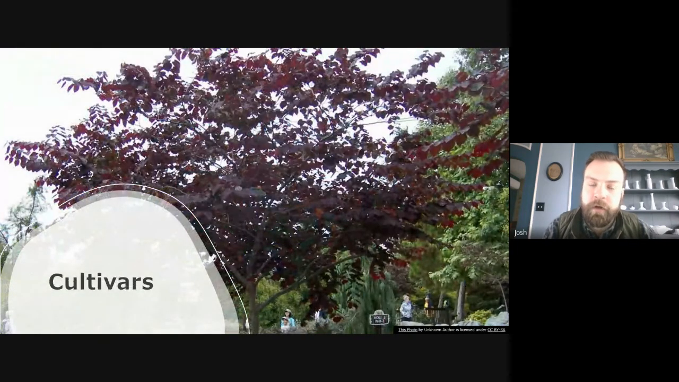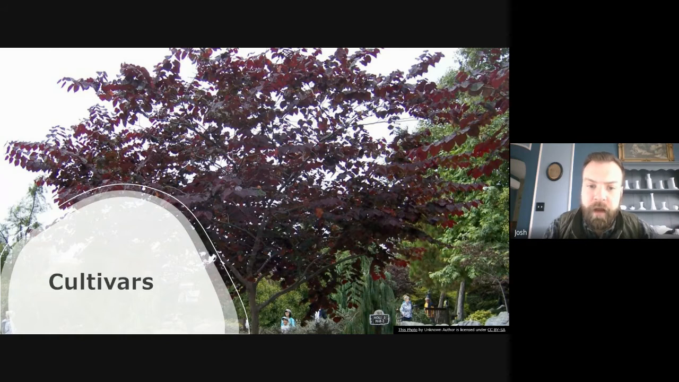Cultivar is short for cultivated variety, which basically tells you all you need to know. A cultivar is a plant that has been bred by humans to meet certain desirable characteristics that may include color, growth habit, bloom size, fragrance, hardiness, and habitat.